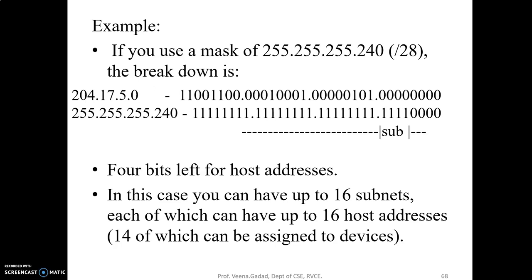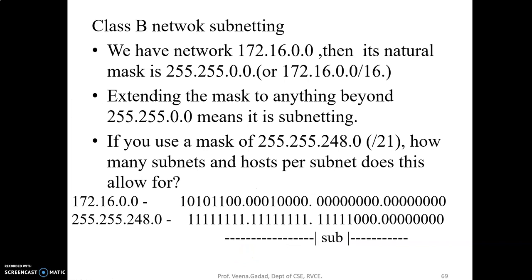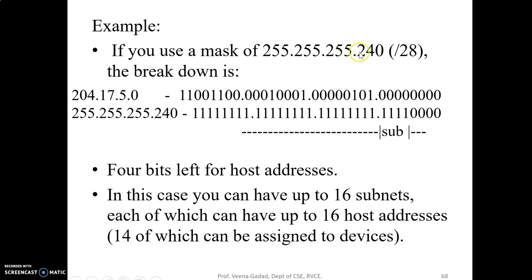Yeah. So if we use the mask 255.255.255.240, the breakdown is something like this. I have the last 8 bits, so I have 4 bits for my host addresses. So in this case, we can have up to 16 subnets because I have 4 bits for the subnets and 4 more bits for the host, right? This was all about your class C, wherein we had 8 bits for the host part.